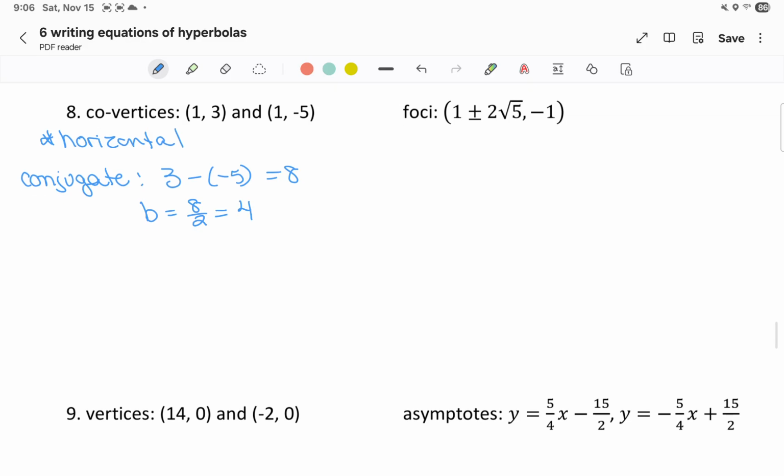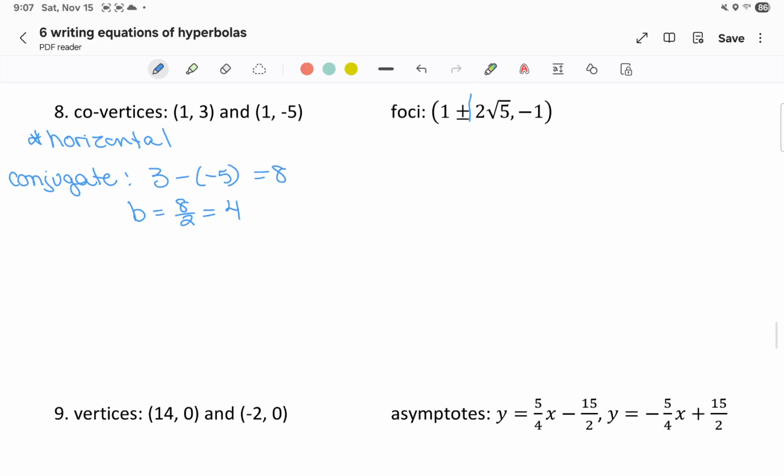And then for our foci, we actually have that distance already given to us in that plus or minus 2 square roots of 5. So that is our c. Oh, we also need to find our center. Almost forgot. So for our center, we have 1 plus 1 divided by 2. That's going to give us a 1. And then we have 3 minus 5 divided by 2. And that gives us a negative 1.